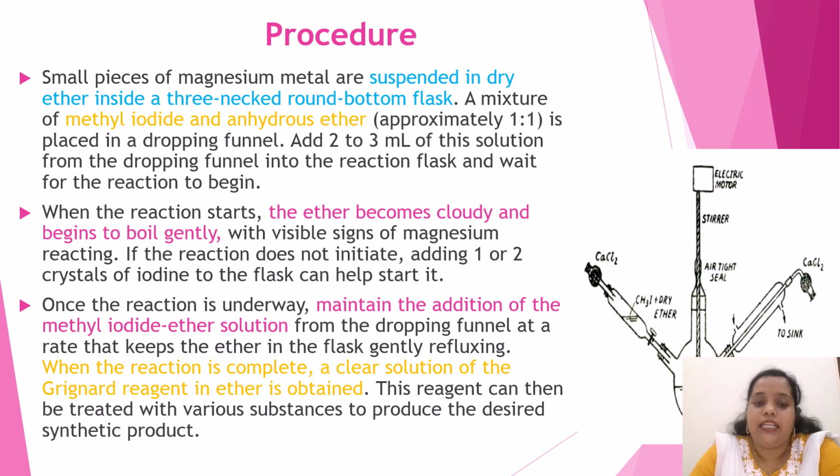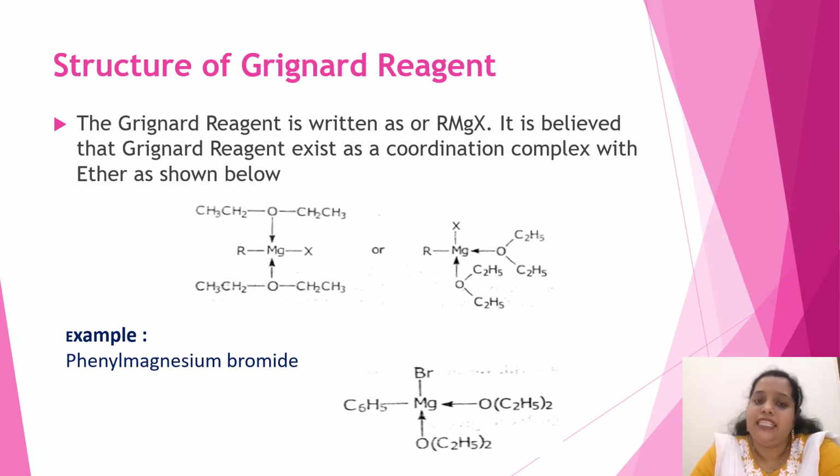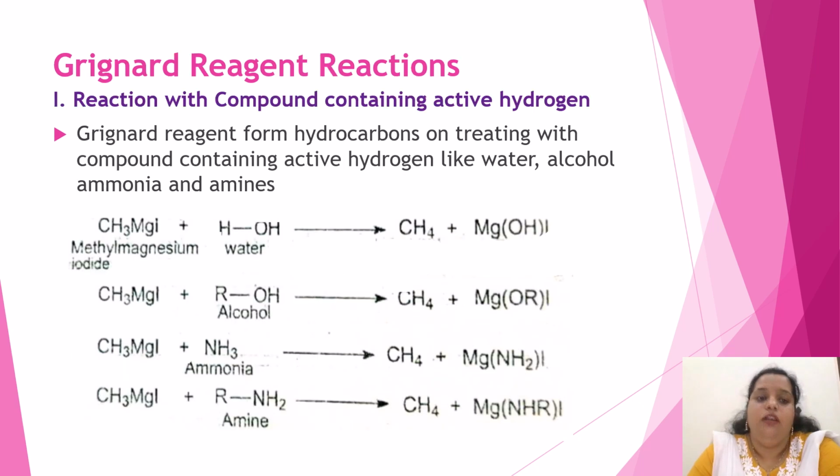Once it has started, you maintain the addition of the methyl iodide and ether solution from the dropping funnel. When the reaction is complete, a clear solution of Grignard reagent is obtained. This reagent can then be treated with other chemicals to obtain the desired product. Structure-wise, as I told you, it can be written as RMgX, where R can be any alkyl or aryl group. Clear examples are also given here.